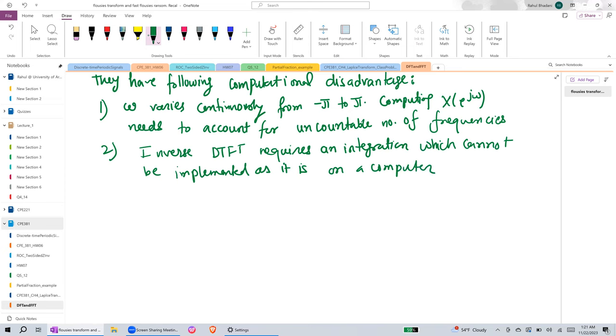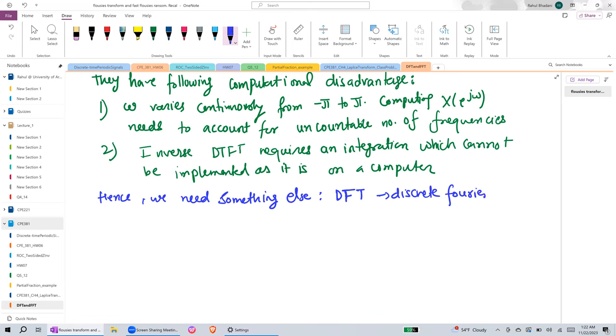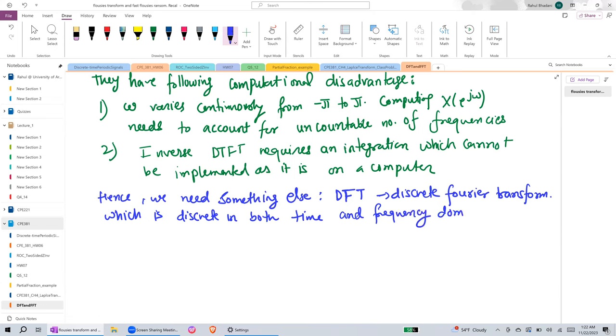Okay, so we always implement integration as a discrete sum, and so just by itself it's not a very good representation, and it's not a very efficient form for computer implementation. And so in this case, hence we need something else if we want to use this Fourier transform. Okay, which is your DFT, discrete Fourier transform, which is discrete in both time and frequency domain.